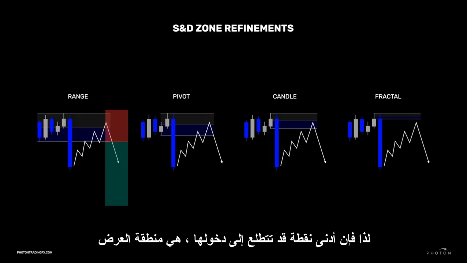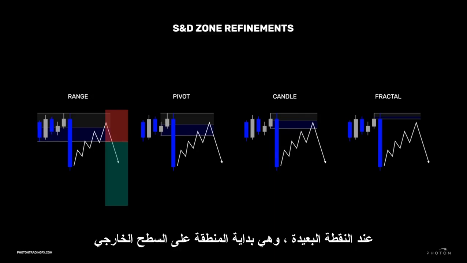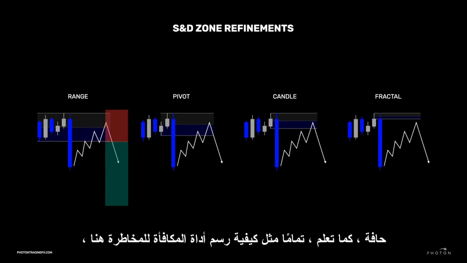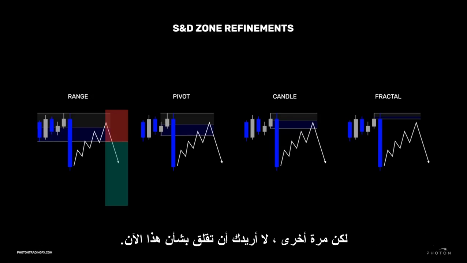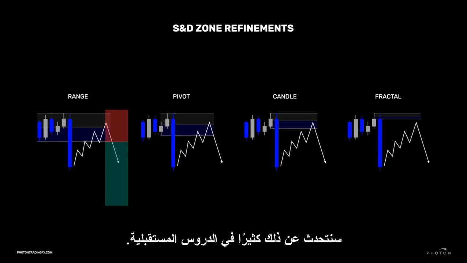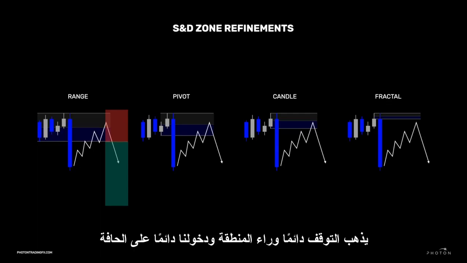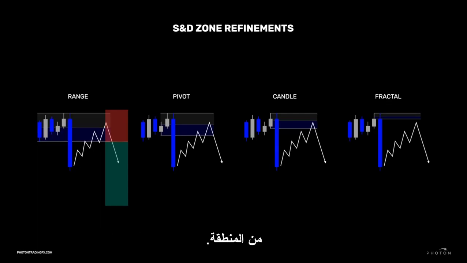So the lowest point that you would look to enter the supply zone is at the distal point, which is the very start of the zone on the outer edge, just like how the reward to risk tool is drawn here. But you can enter anywhere within the zone, so you could enter higher up. But again, I don't want you to worry about this right now. We will talk about that a lot more in future lessons. So for the purpose of this lesson, we are just always going to enter on the distal, which is the edge of the zone, okay? So our stop always goes behind the zone and our entry always goes on the edge of the zone.